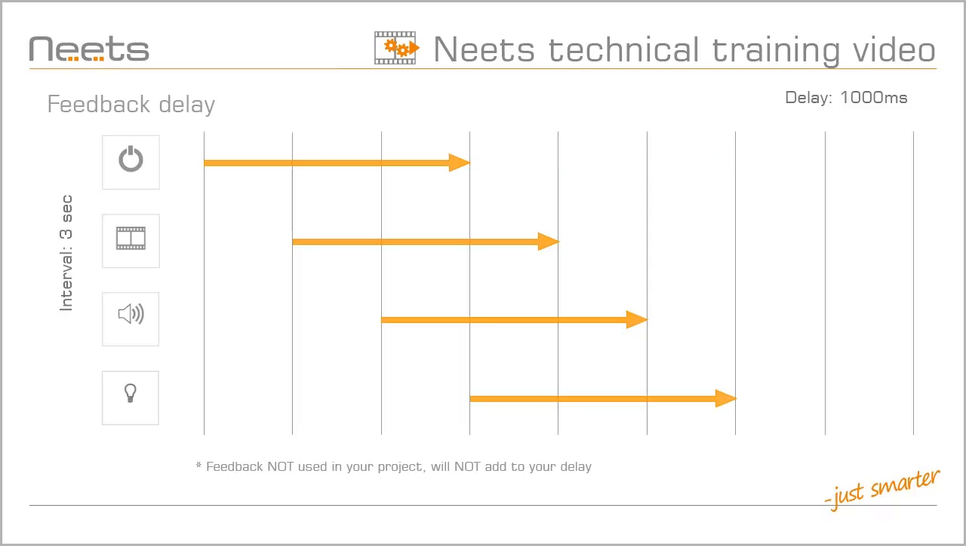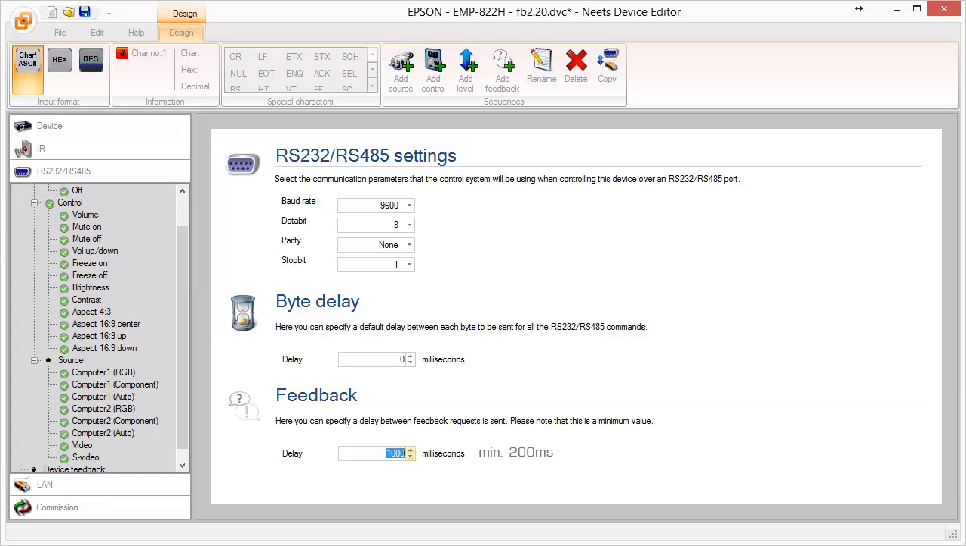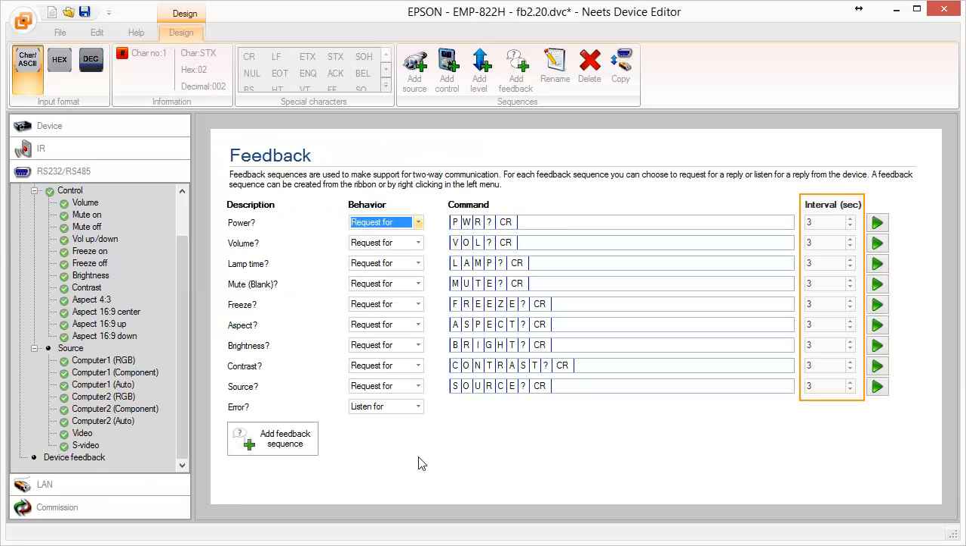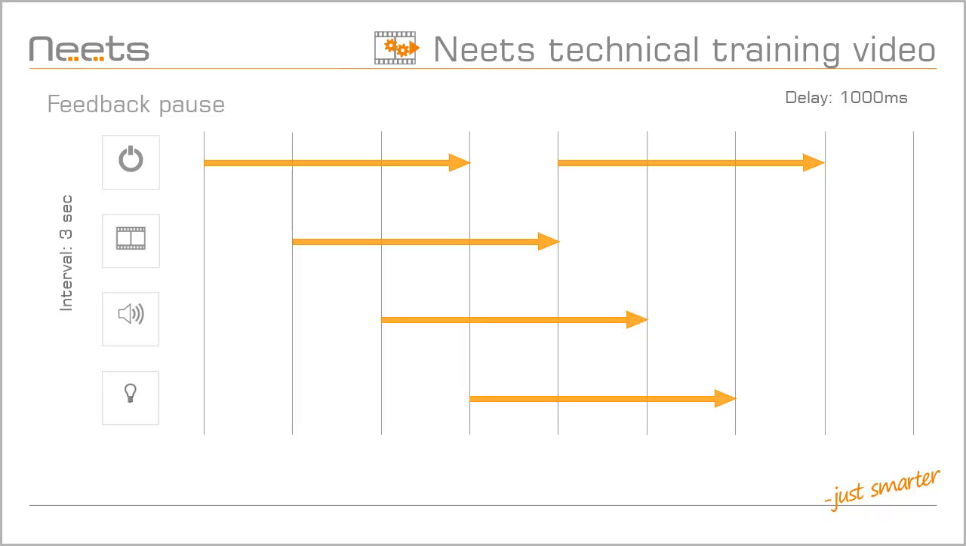But if we add another request, then the timing is shifted. And the first request will only be sent every 4 seconds. So we need to set the delay correctly, and not ask too often for feedback we do not need. Like lamp time. So we can lower the delay for this device, as it is able to handle the requests. And if we go back to device feedback, then we can update the intervals, so less important feedback has a longer interval.